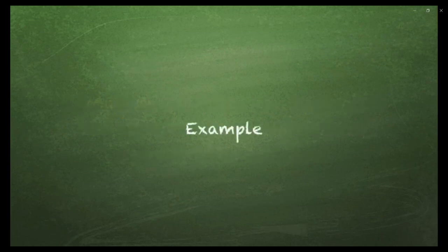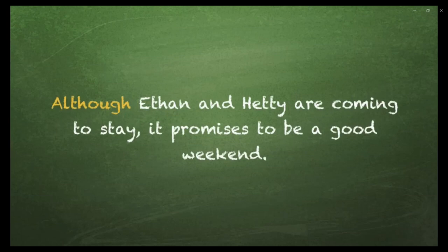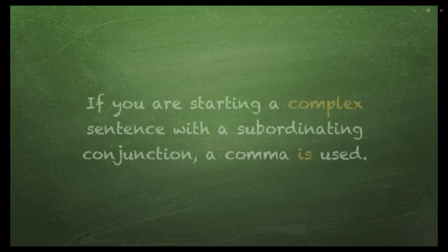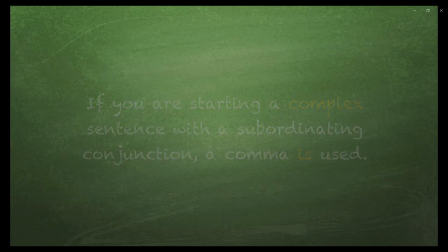For example, Although Ethan and Hetty are coming to stay, it promises to be a good weekend. If Ethan and Hetty are coming to stay, it promises to be a good weekend. If you're starting a complex sentence with a subordinating conjunction, a comma is used.